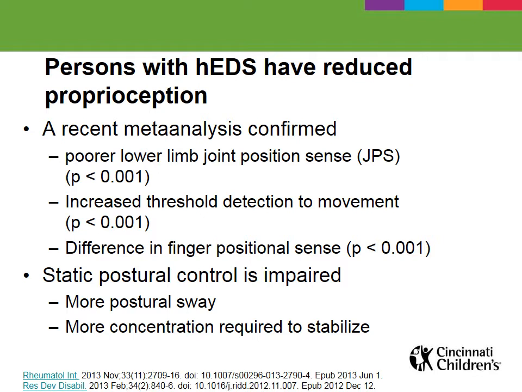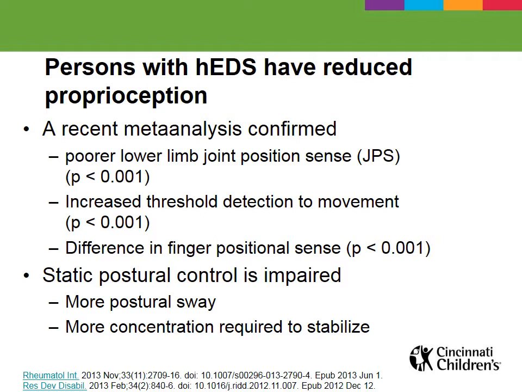While it is understandable that patients who have hypermobile joints can experience additional forces on their muscles, leading to pain, what is less recognized is that patients with hypermobile EDS also have problems with proprioception. There have been a number of different studies, and this has been summarized through a meta-analysis, and what it found is that patients have poorer lower limb joint positional sense.